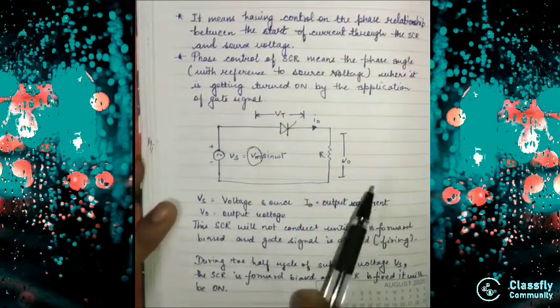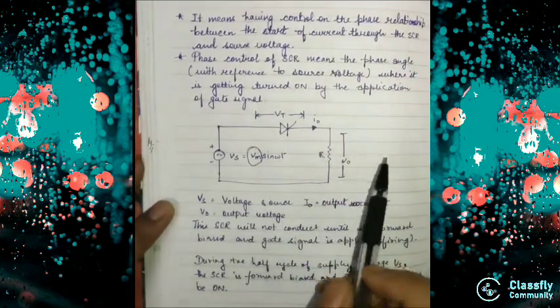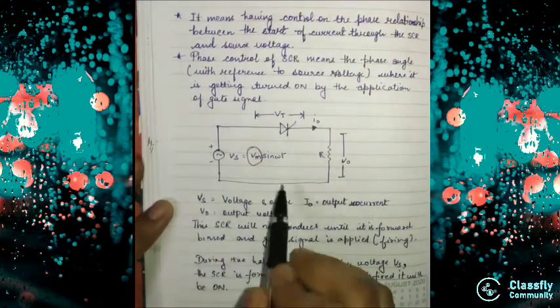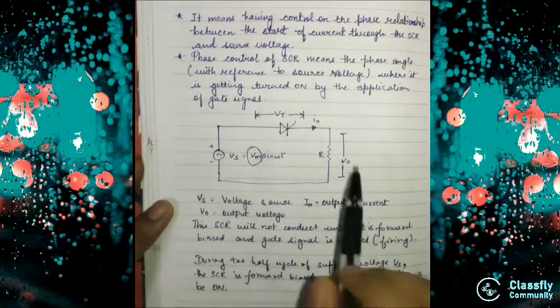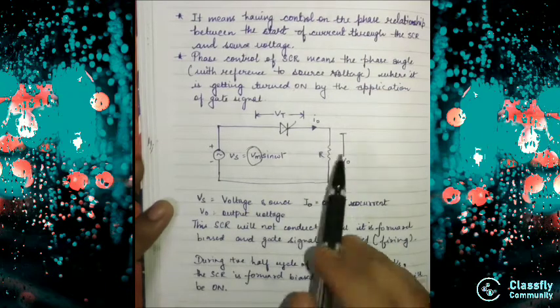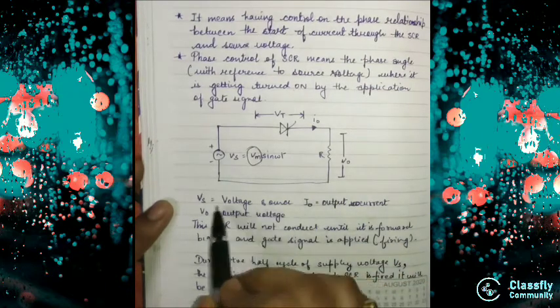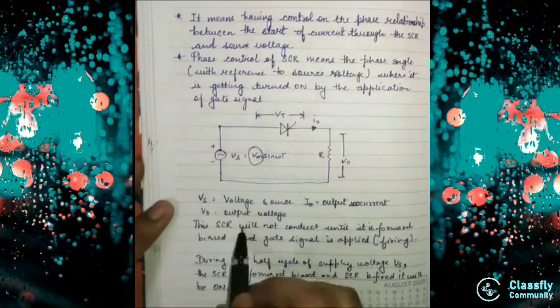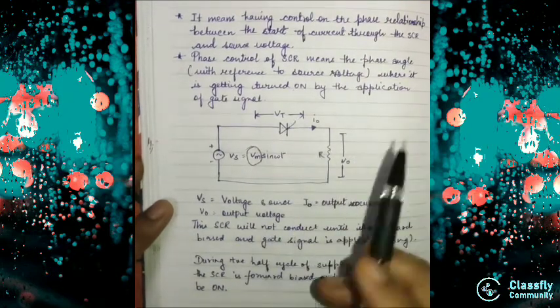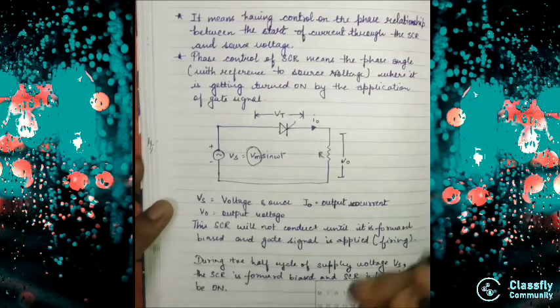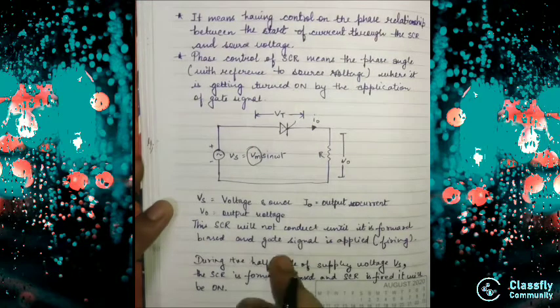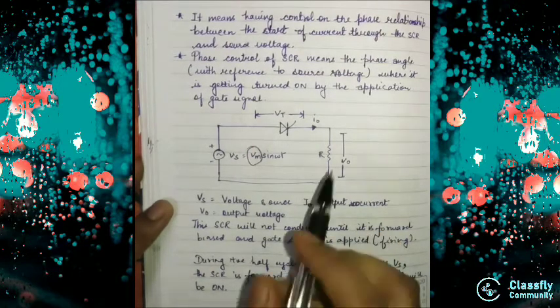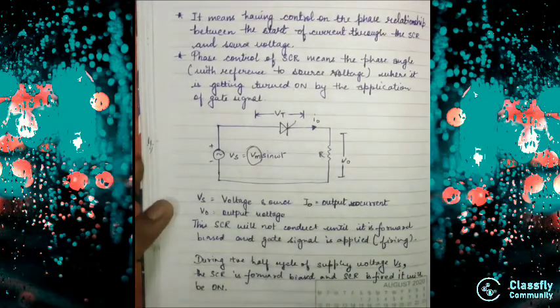So whenever you make the circuit, you need to define the terms, that is Vs is your voltage source, I0 is your output current, and V0 is your output voltage. And this SCR will conduct as long as it is forward biased. That means when it is forward biased, in the positive half cycle, and the gate signal is applied, that means this thyristor is having some firing.